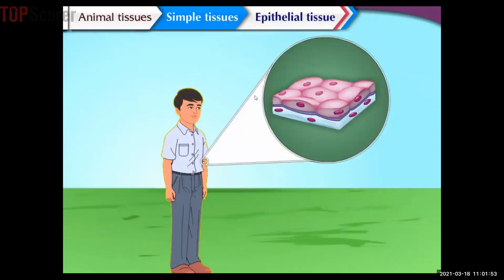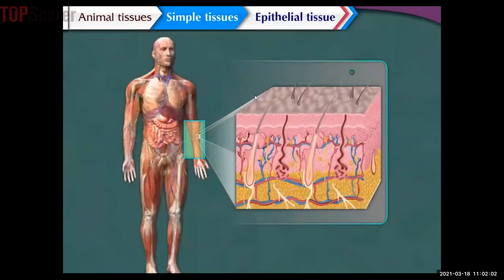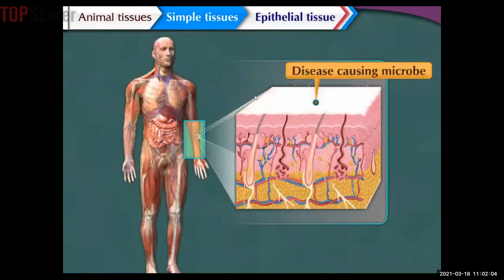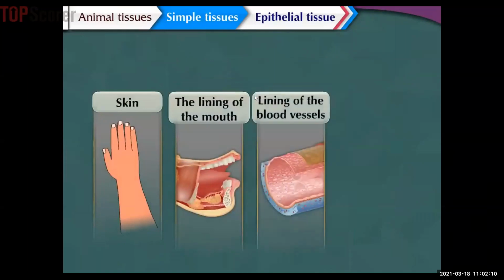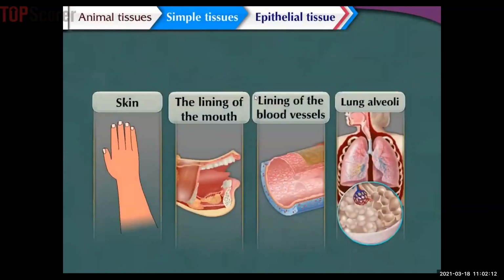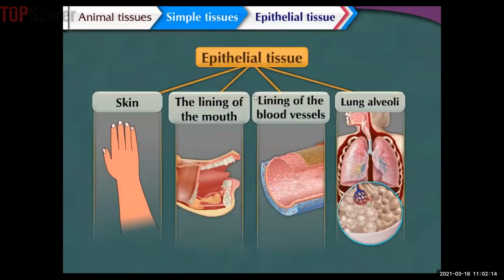All epithelium is usually separated from the underlying tissue by an extracellular fibrous basement membrane. Any substance, before entering the body, has to first face the epithelial tissue. The skin, the lining of the mouth, lining of the blood vessels, lung alveoli are made of epithelial tissue.